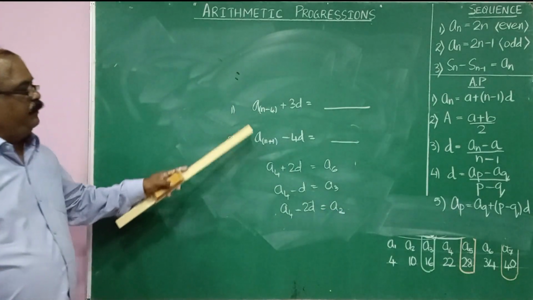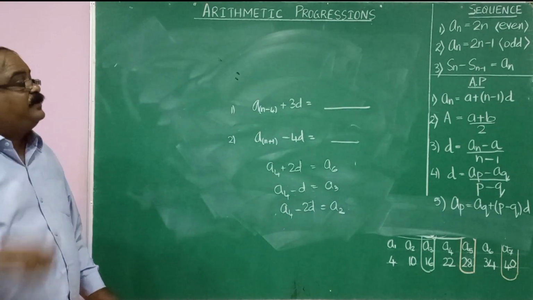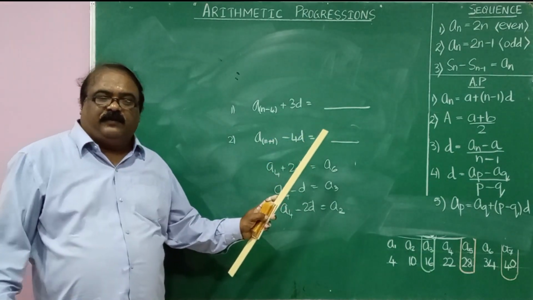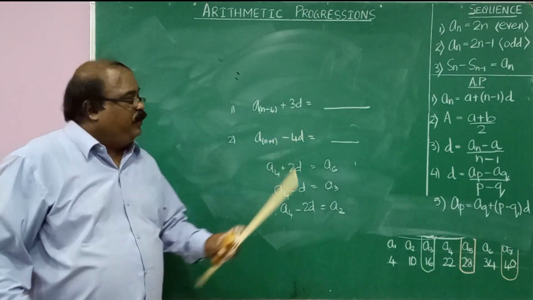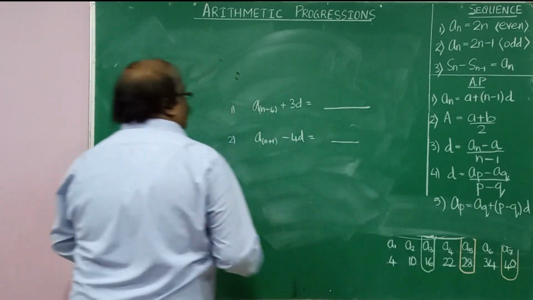The question asked in the exam was like this. What is A of n minus 4 plus 3D? And 4 options were given to you, A, B, C, D. Now when you get a question of this type, how are you going to solve it?